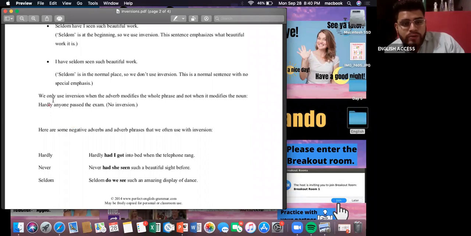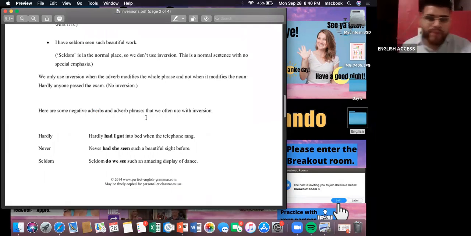Okay, we only use inversion when the adverb modifies the whole phrase and not when it modifies the noun. Hardly anyone passed the exam, no inversion, because hardly is an adverb, but it is only modifying the noun. And we don't want to just modify the noun. We want to modify the whole phrase or the whole sentence. It needs to modify the verb. And here are some negative adverbs and adverb phrases that we often use with the inversion.